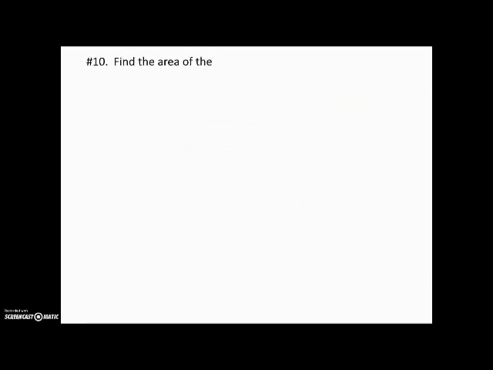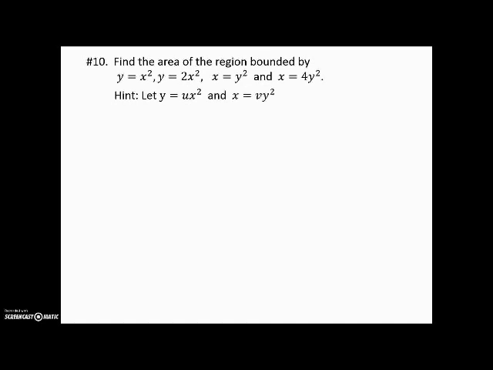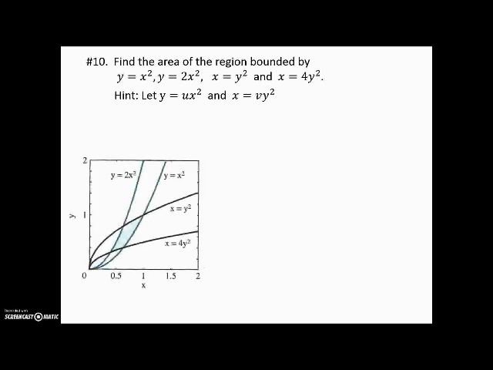Number 10, find the area of the region bounded by y equals x squared, y equals 2x squared, x equals y squared, and x equals 4y squared, so 4 parabolas. Hint, let y equal ux squared and x equal vy squared. Took a genius to do that. Okay, so here's a picture of our region in pale blue there.